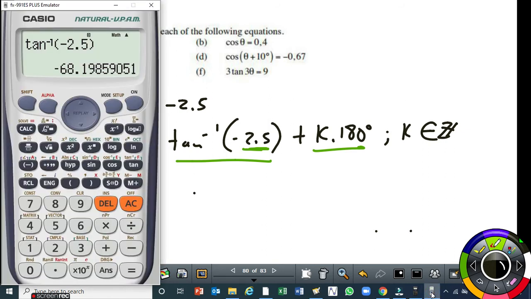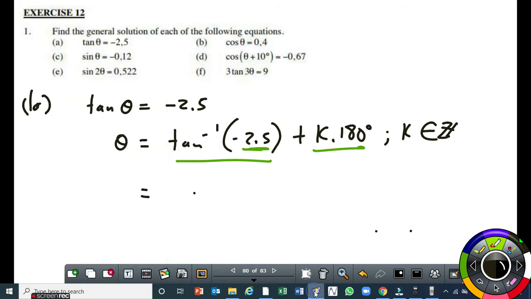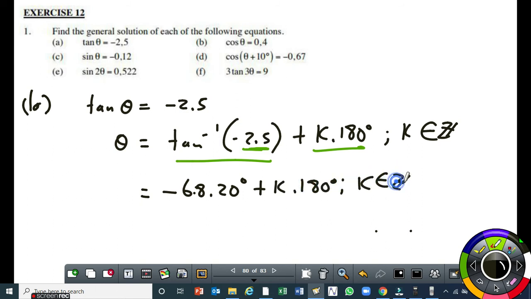If I round this off, minus 68,2. So this will be minus 68,20 degrees plus k times 180 degrees, where k is an element of Z. When you are writing this part here is very important. We normally allocate a mark for writing k is an integer. Do you have to keep writing that k is an integer, or is it sufficient to just write it in the first place? You have to keep on writing.